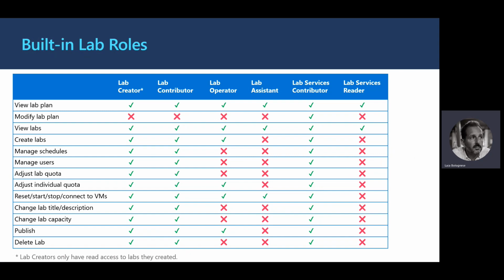And this huge matrix that you have to memorize in 3 seconds describes all the permissions and all the different roles that we have.